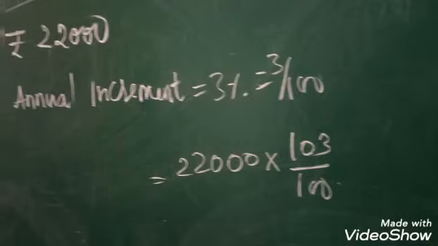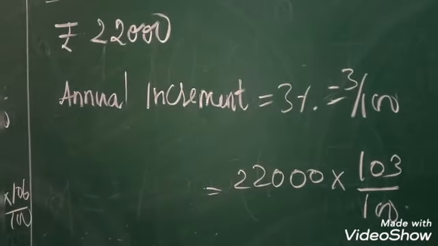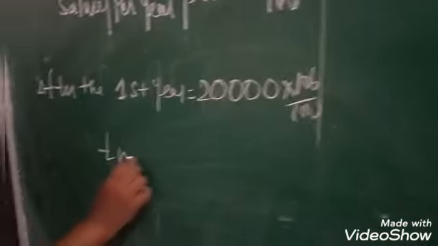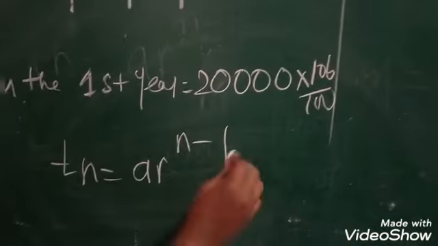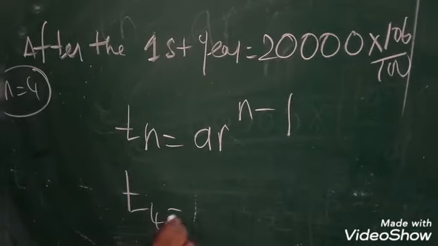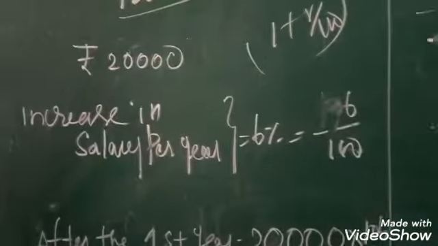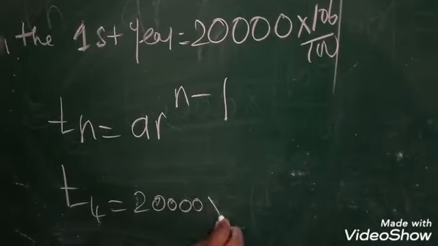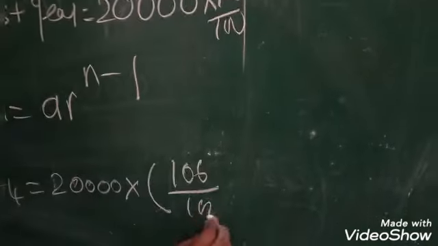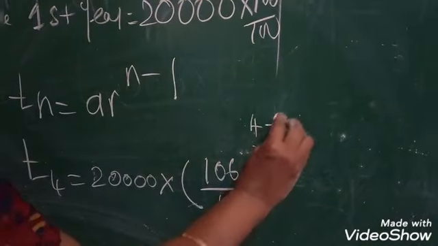The question is the 4th year salary. How do you write it? Yes, Tn is equal to A R power n minus 1. So n is considered as the 4th year here. So T4 is equal to A. How much is offer A? 20,000 into R. How much here? 106 divided by 100. The 4th year means 4 minus 1.